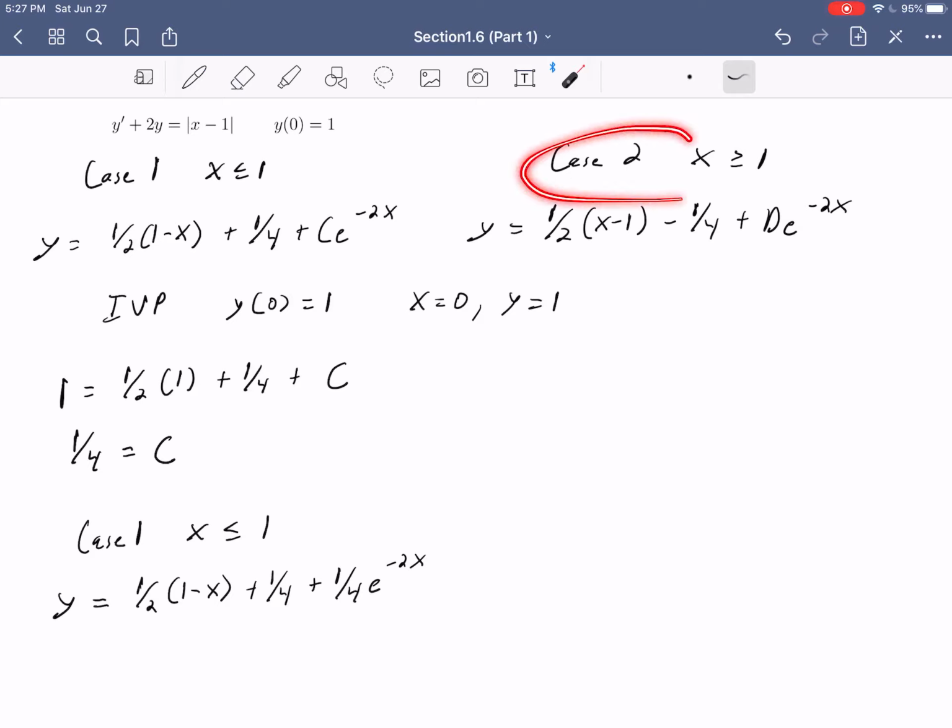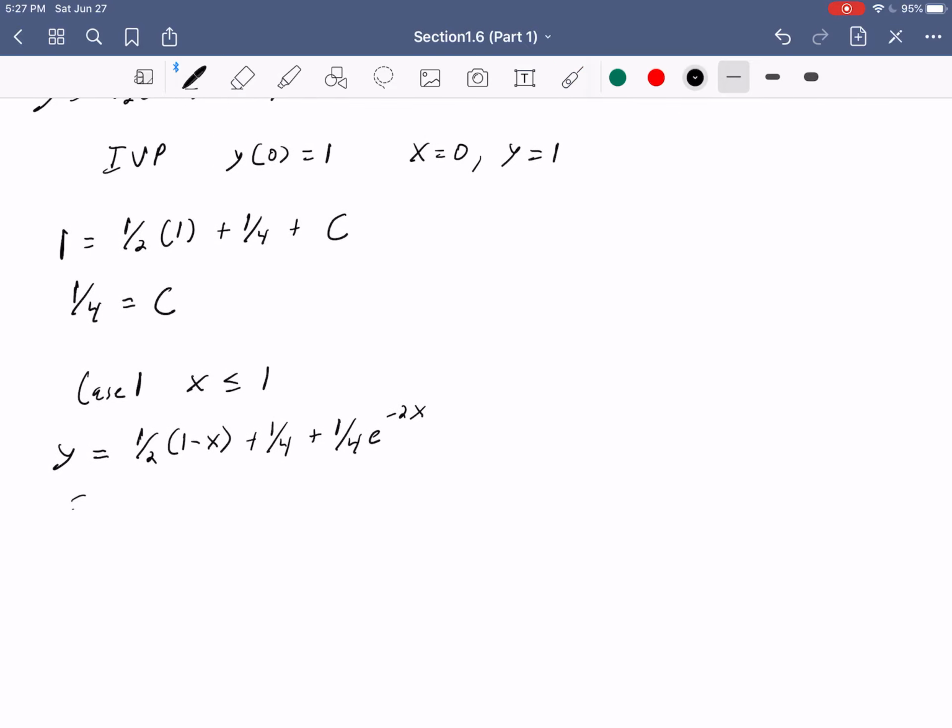Now, how do we figure out what the choice of constant for case 2 is? You might say, can't we just let it be d, the unknown constant? Well, of course not, because it's a unique solution. There has to be a correct choice of this. So we find the value of d by continuity.